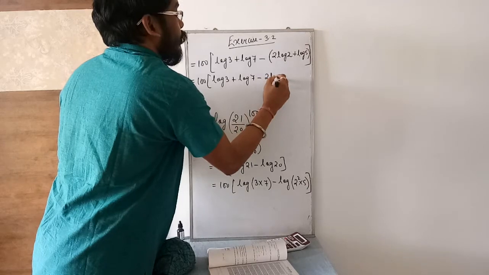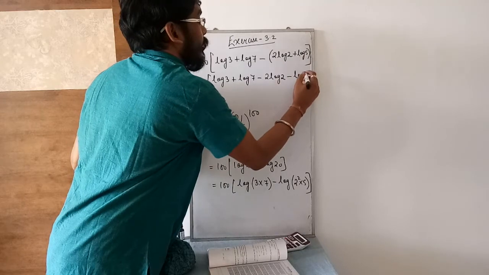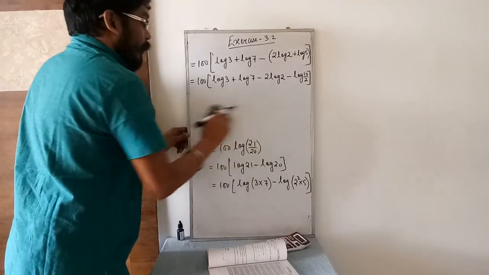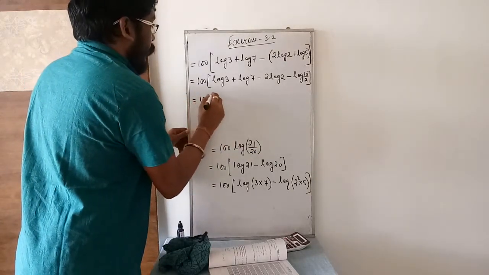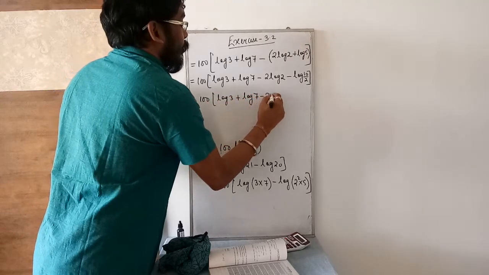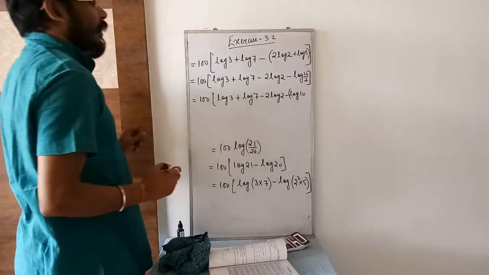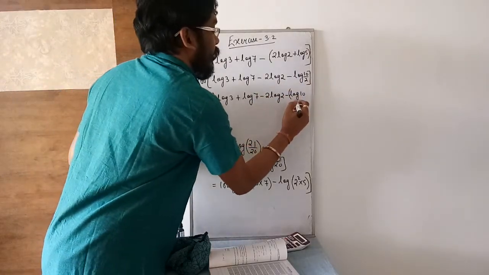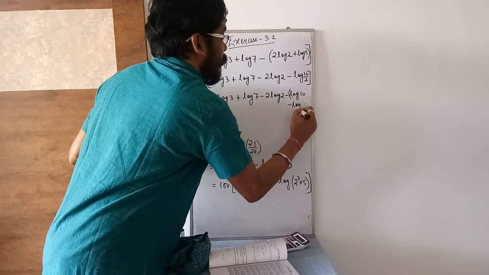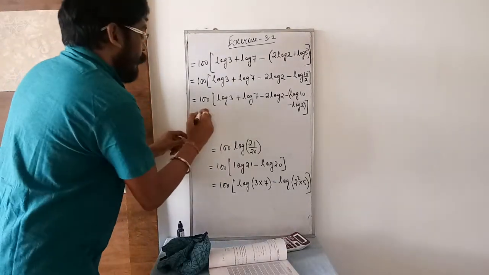Here it is 2 log 2. Log 5 value is not given, so log 5 you can write as log 10 by 2. So now it is 100 into log 3 plus log 7 minus 2 log 2 minus log 10 minus log 2. Let me put it inside a bracket, otherwise you will get confused. Divide means minus: log 10 minus log 2.